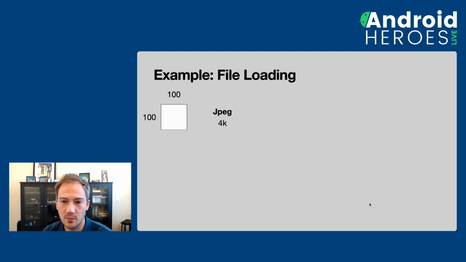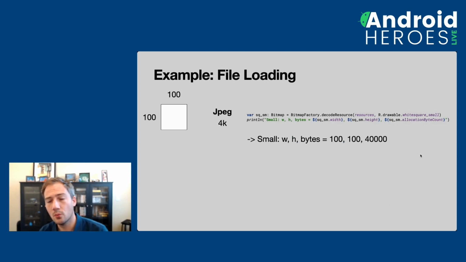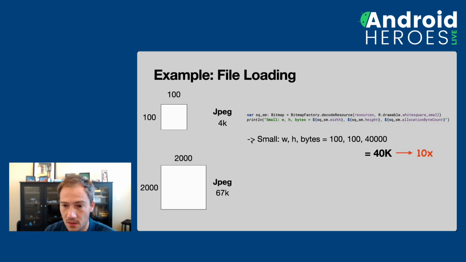So let's take an example. We have our 100 by 100 JPEG. It's 4 kilobytes. Then we can use the BitmapFactory to decode it. And on Bitmap, we have this getter, so you can call allocationByteCount. It will tell you the exact amount of bytes that the bitmap is currently using. So when we do this with this small JPEG, we get 40 kilobytes as the result. So that means there's a 10-to-1 ratio between the space in memory and the space on disk.